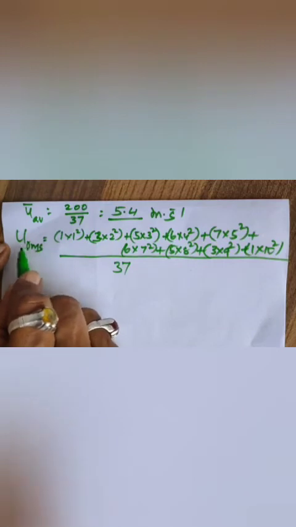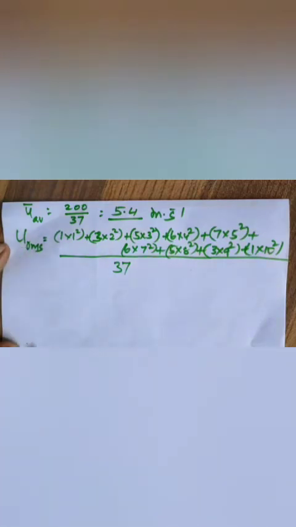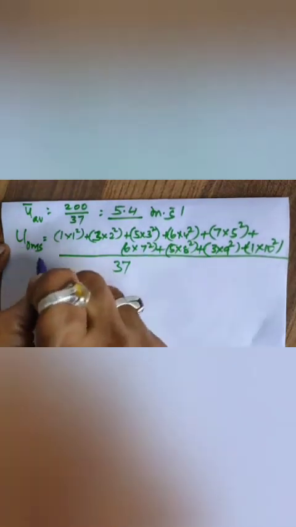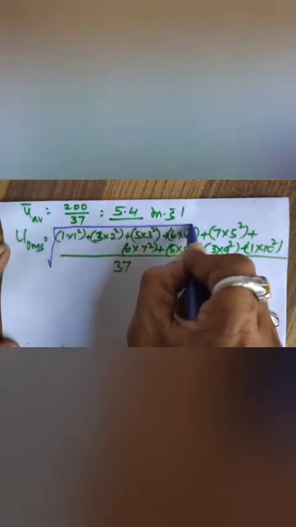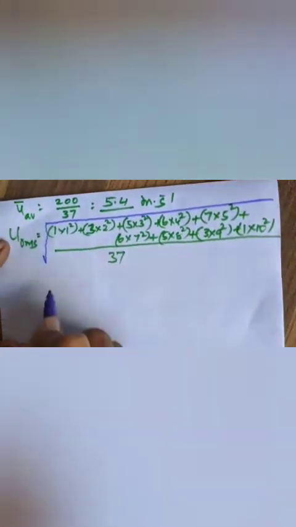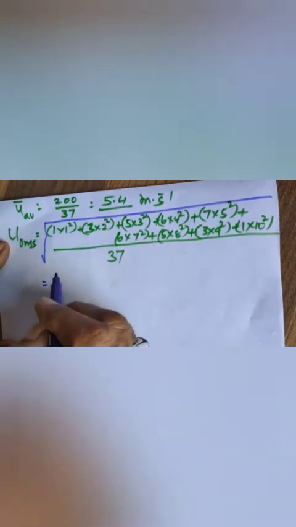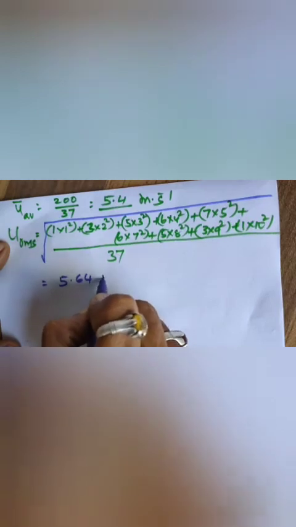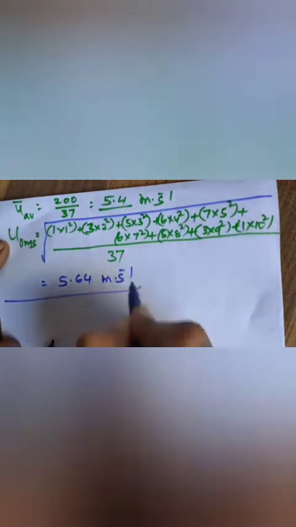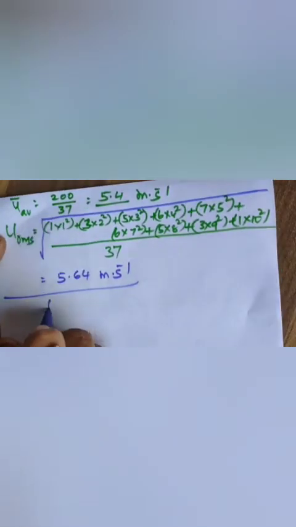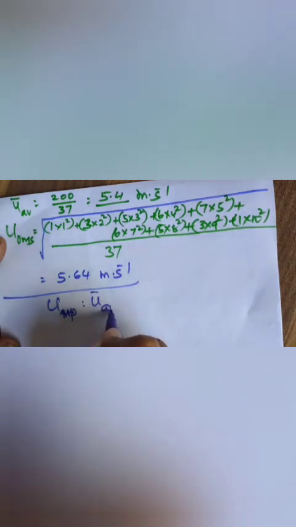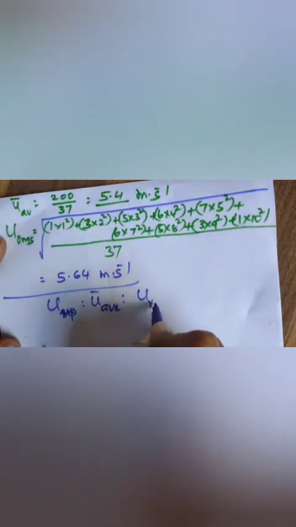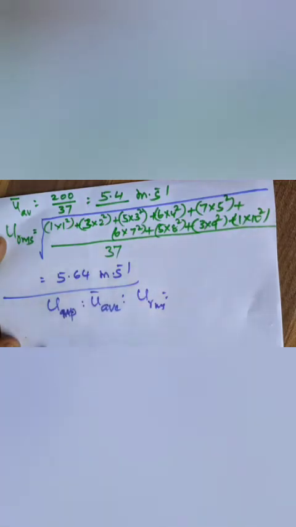After squaring, we are going to take the square root. Yes, this is the square root of this one. After simplification, you got the value 5.64 meter per second. So what are the values: most probable velocity first, next average velocity, next RMS velocity. What is the conclusion we draw?